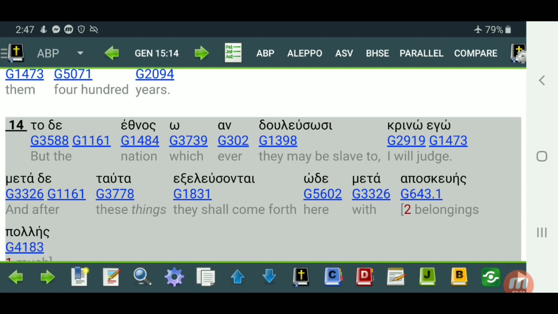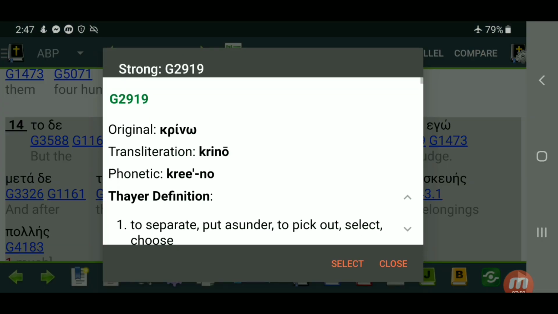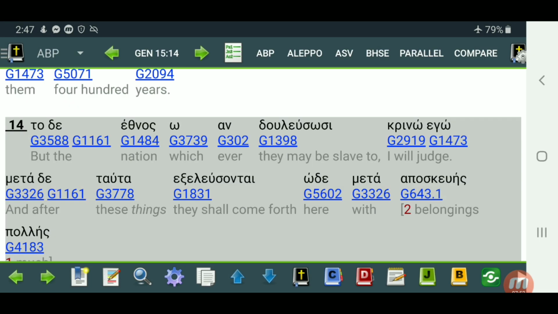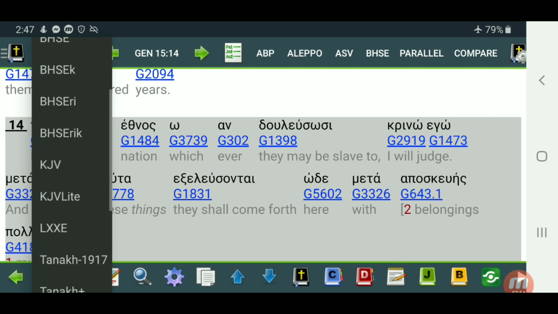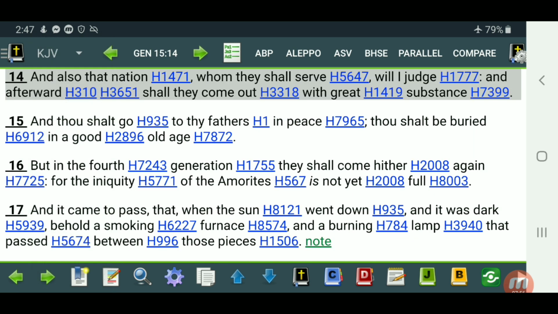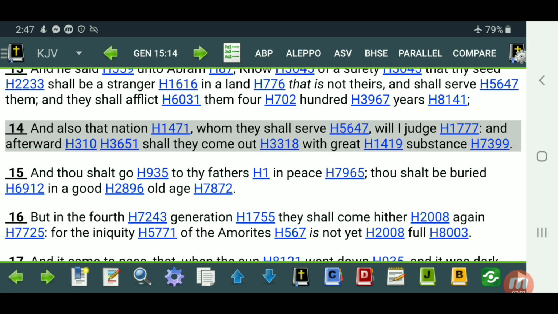So here we have the Greek number used in the Septuagint that our Messiah just used as well. Well, not our Messiah, but the writings of what our Messiah spoke in Greek. So Greek Strong's number 2919, same one. What we'll do is change this back over to the King James, and then we'll see our word.